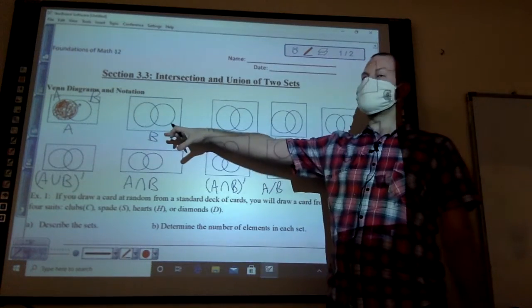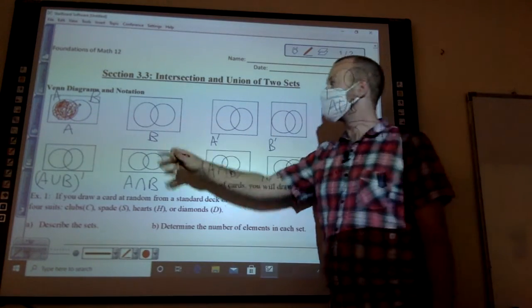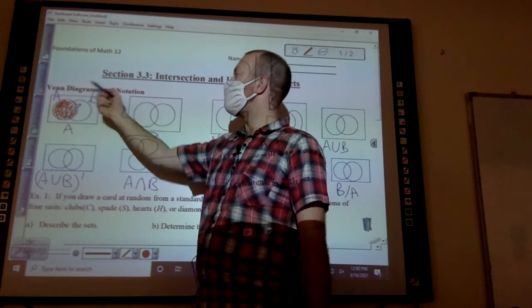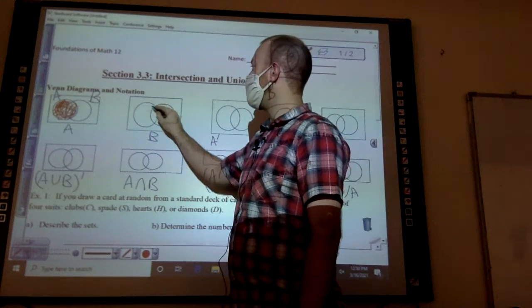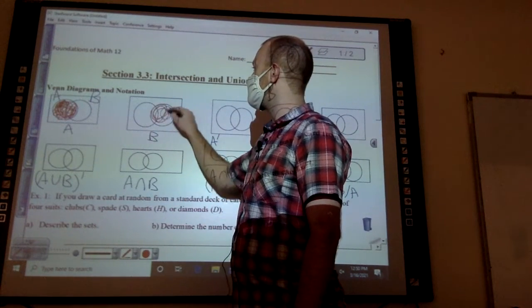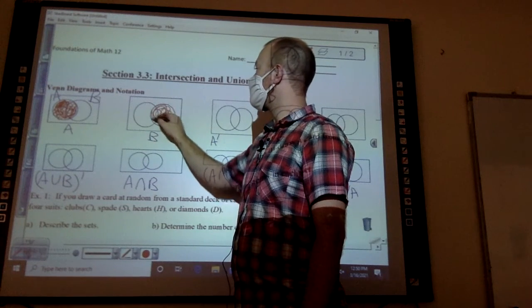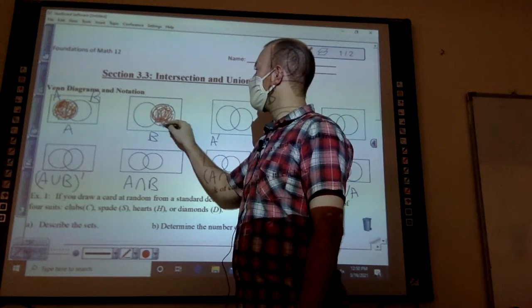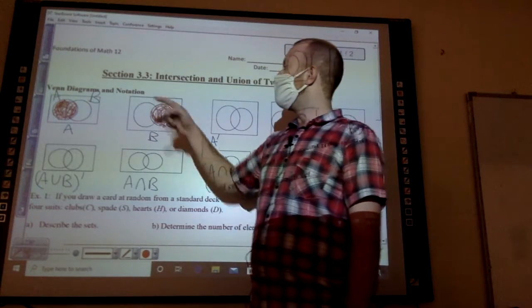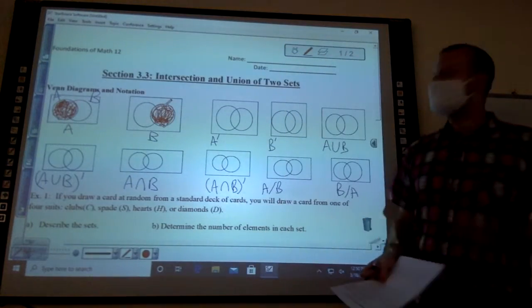If I were to look at just B, I'm assuming it's still the same A, B. I'm just not going to do it each time. So this is B. So anything in this circle, whether it includes only B or A as well, this is section B.